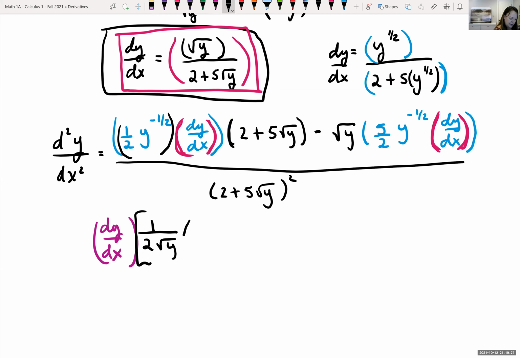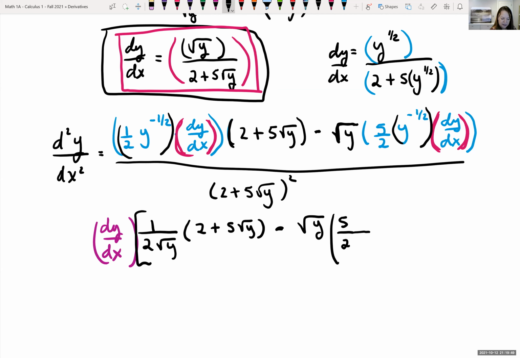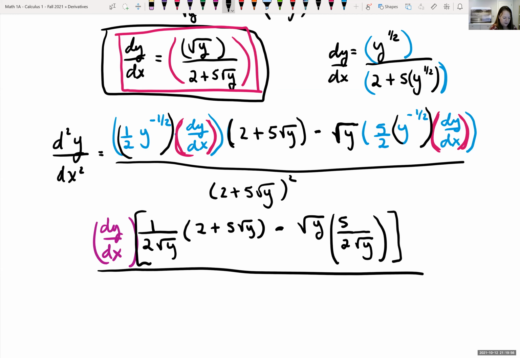I have it times this 2 plus 5 square roots of y, minus, so I have this square root of y in here, times 5/2. And I can rewrite this y to the negative 1/2. I can bring it down to the denominator, make the exponent positive, and rewrite it as a radical. And that is all over our 2 plus 5 square roots of y, quantity squared.